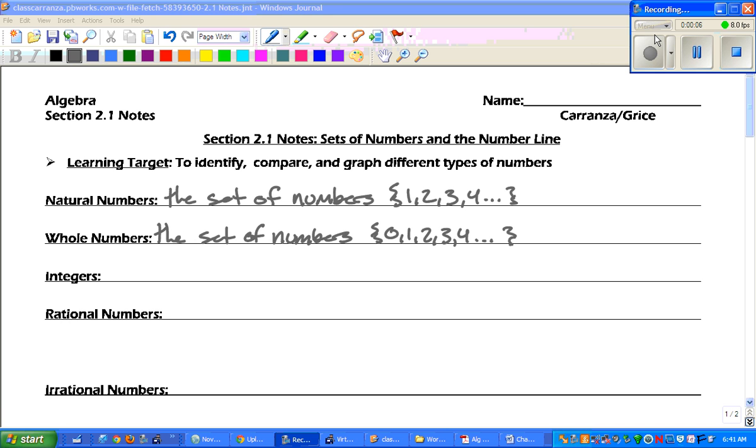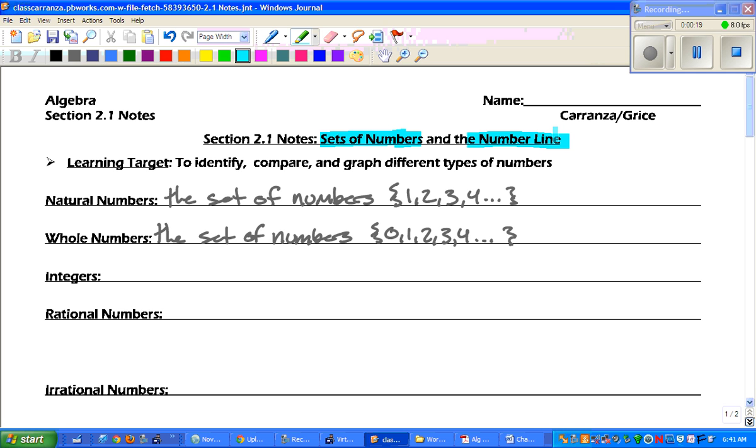Grice's Algebra 1 class. Today we are starting Chapter 2, Section 2.1, and these are the notes. Today we're going to be talking about sets of numbers and the number line. Our goal for you today is to be able to identify, compare, and graph different types of numbers.